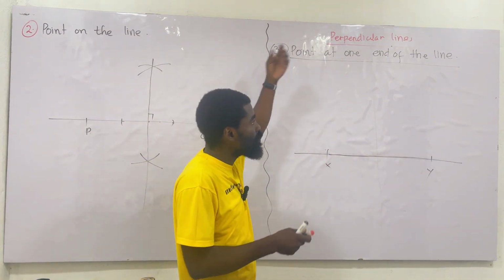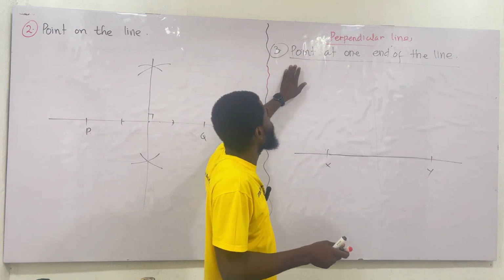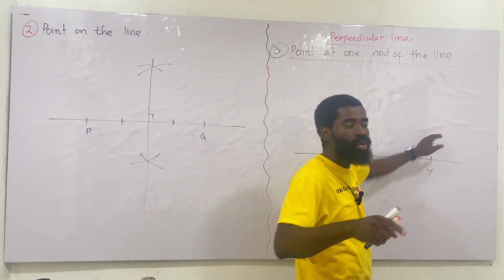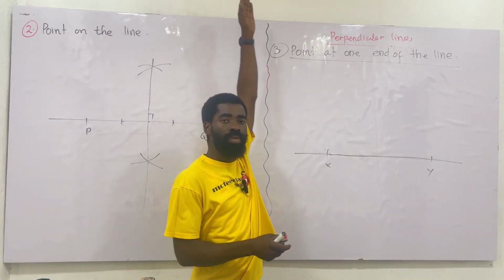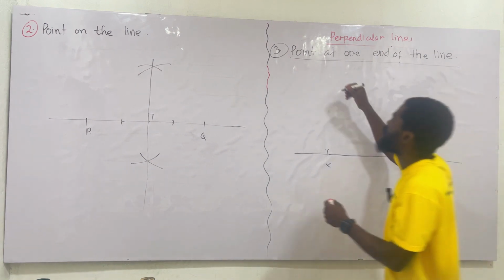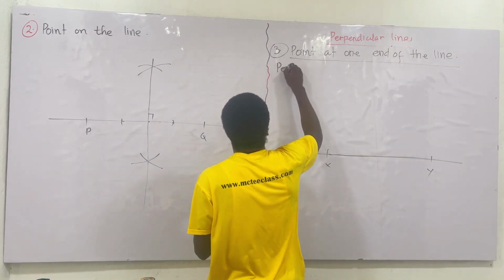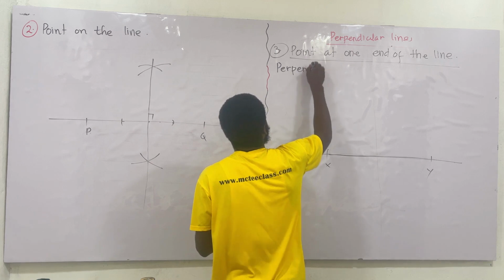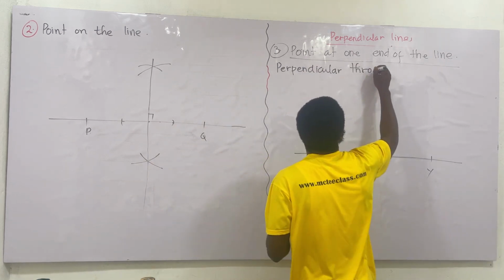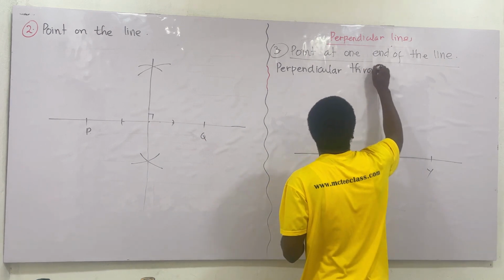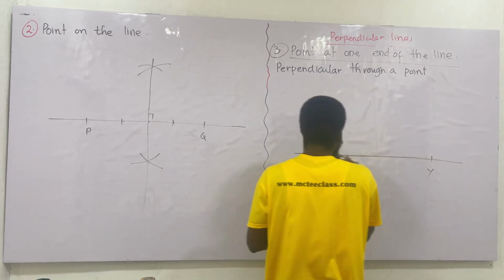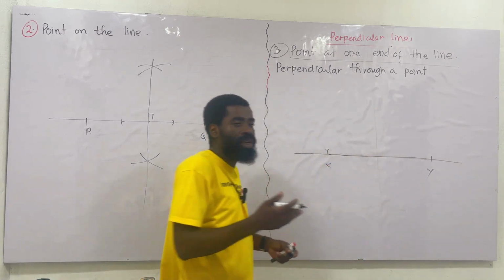So in a construction question, the question will not say construct perpendicular with a point at one end. No. The question will say construct perpendicular through Y. So if I'm constructing perpendicular through a point, and the point can either be X or Y. So which point the question wants will tell us.